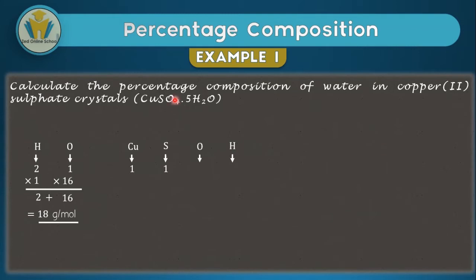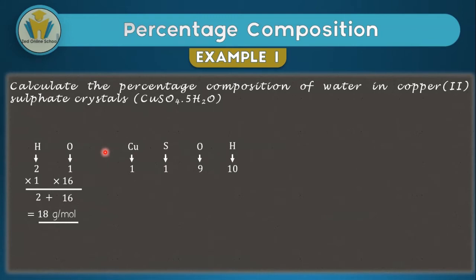Oxygen has got 4 in the copper 2 sulfate, while in this water it's got 5. When we add that 4 and the 5, we get 9. Hydrogen has got 10 because this 5 multiplies with that 2. It's very important to note this difference.